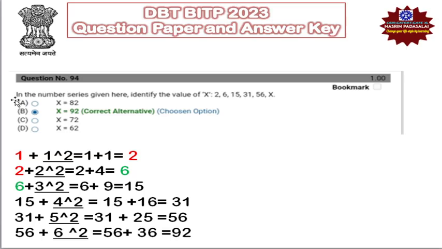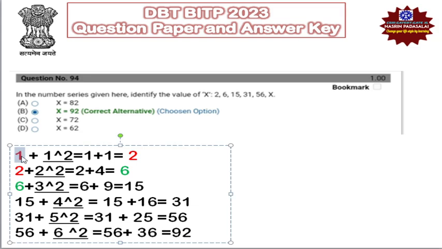The next is an analytical kind of question. In the number series given over here, identify the value of x. The correct answer is 92 and this is the solution. So first you need to start with 1. 1 plus 1 square is equal to 1 plus 1, which is 2. Then you need to start with 2. 2 plus 2 to the power of 2, therefore 2 plus 4, which is 6.